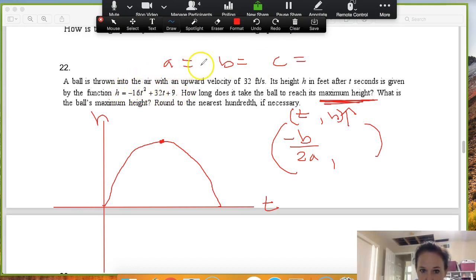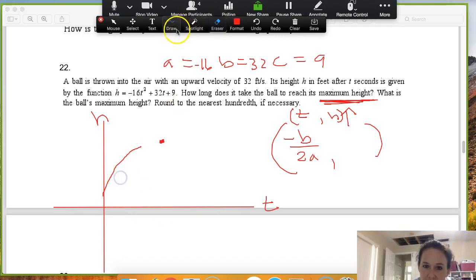So our a value is here, negative 16. Our b value is here, 32. Our c value is here, 9. Our c value is actually our y-intercept. So this actually looks something like this. And it starts at 9 feet because I probably am a human being who is maybe 5 feet or so tall, and I throw my arm up above my head, and that's where I'm going to start instead of starting at the ground, because I didn't start the ball from the ground. I started the ball from overhead when I threw the ball.